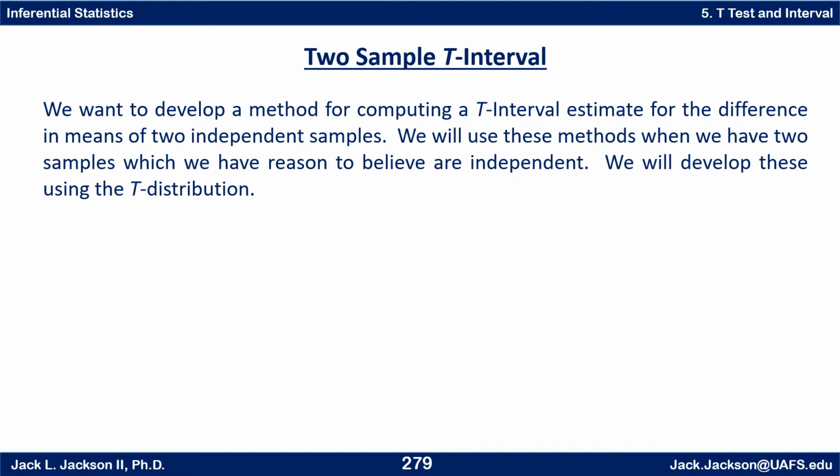So we want to develop a method for computing a t-interval estimate for the difference in means of two independent samples. We'll use these methods when we have two samples which we have reason to believe are independent. We'll develop these using a t-distribution. There is a z-distribution version of this, but the t-test is much more realistic, so I'm just going to go over that method here.